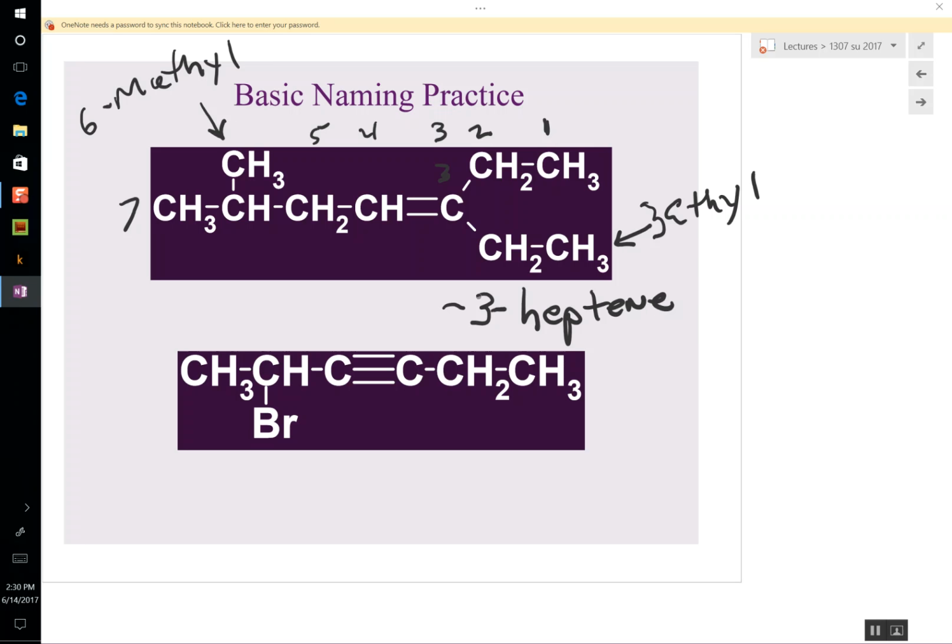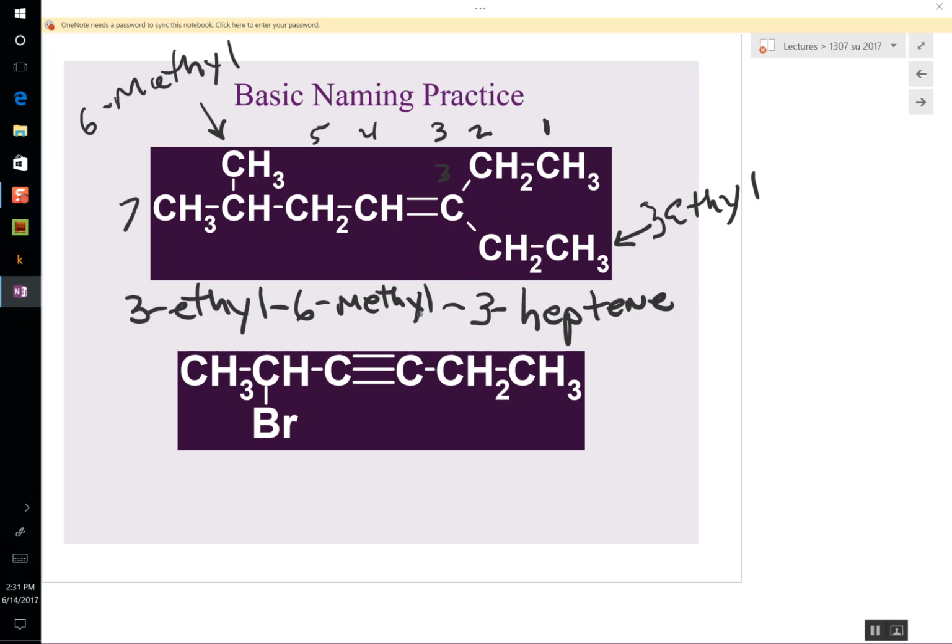All right, so now let me finish it off. We left out the ethyl, we left out the methyl. So which one goes first? Ethyl. 6 methyl. 3 heptene. That's the name of that molecule.